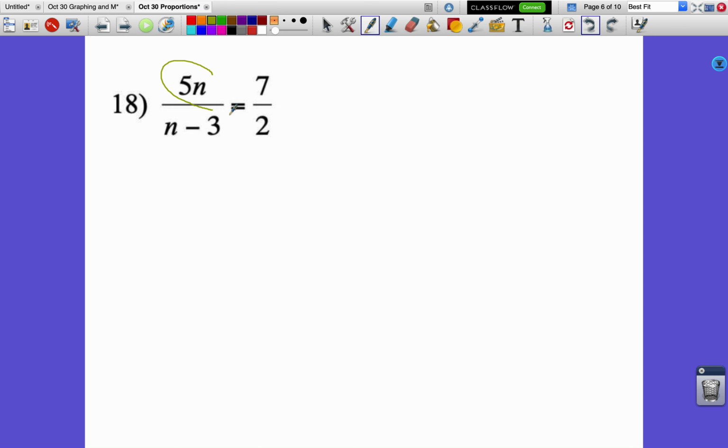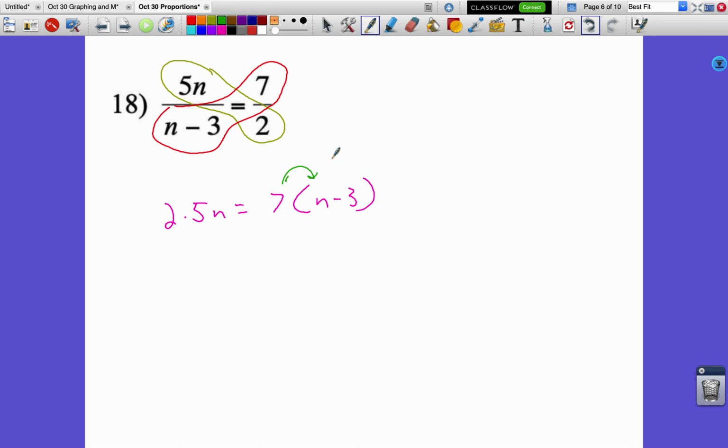Okay, so I've got a fraction equals a fraction with no addition or anything else outside of it. So I can circle parts of the fraction that are diagonal and multiply them. So 2 times 5n on one side and 7 times n minus 3 on the other. Simplify and distribute. Get 10n equals 7n minus 21.